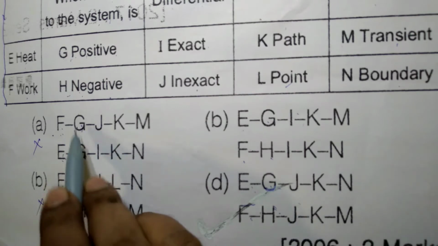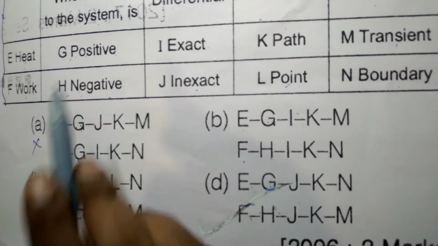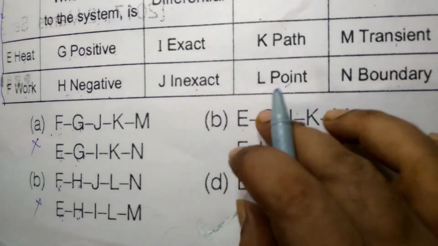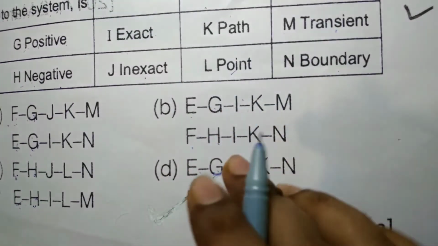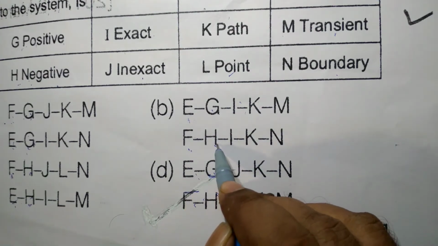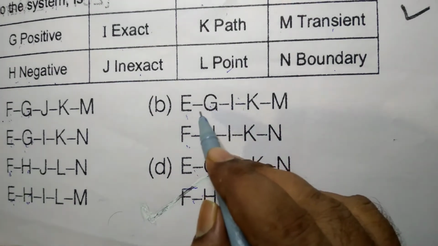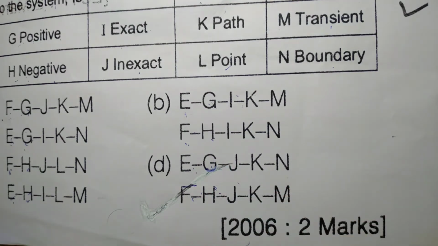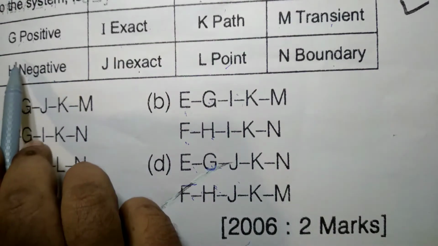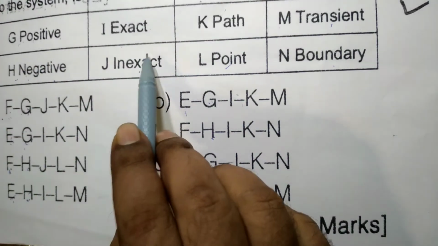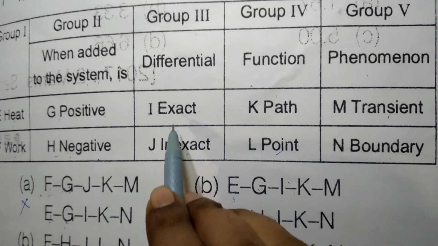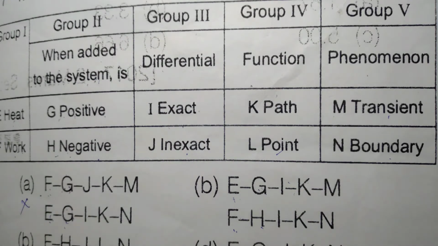E with G and F with H is correct for the first two groups, first group and second group. So out of these 4 options, only these 2 are the options in which E is matched with G, F is matched with H. So out of these 2 options, one will be the correct. So we will check it. So now, the first 2 groups are over. Second group, third group. Heat and work are inexact differentials.